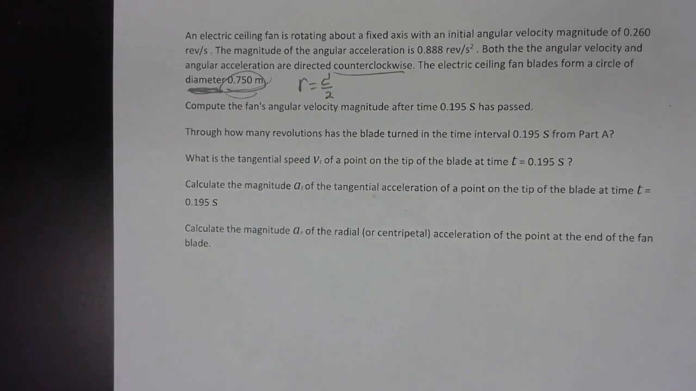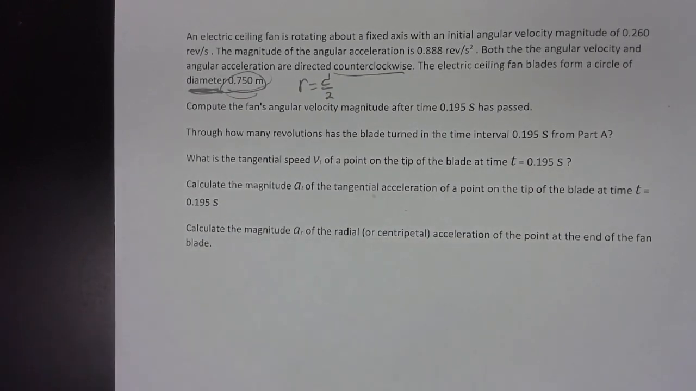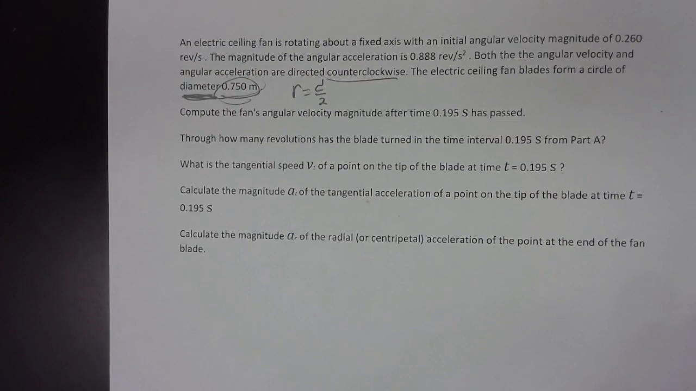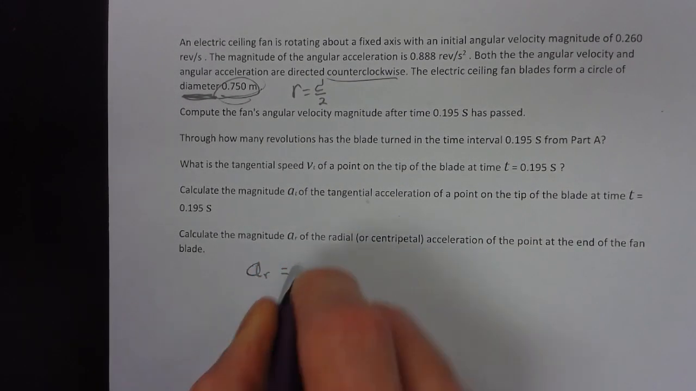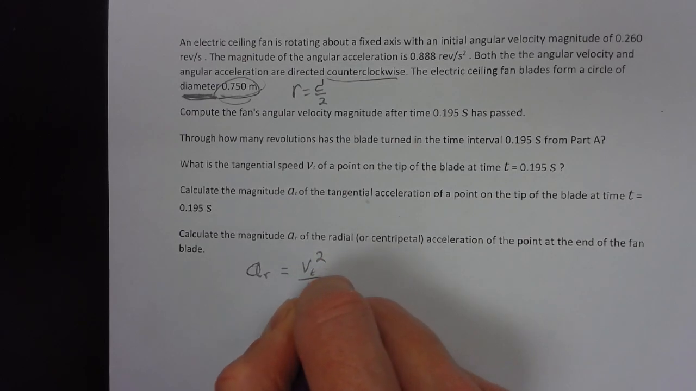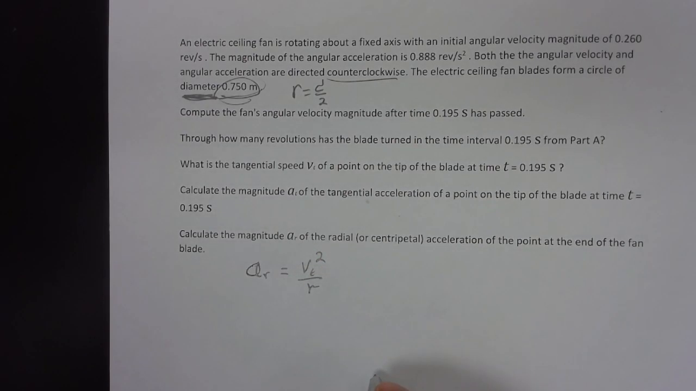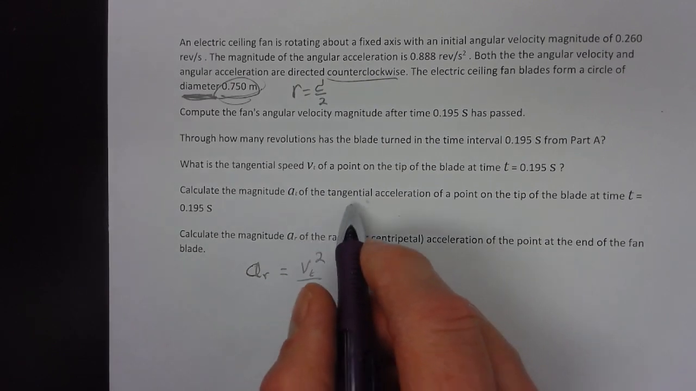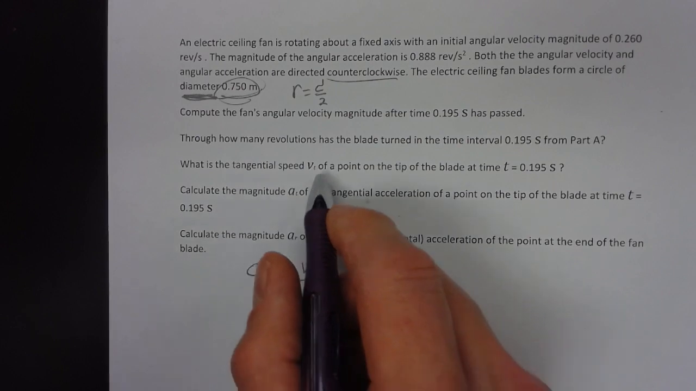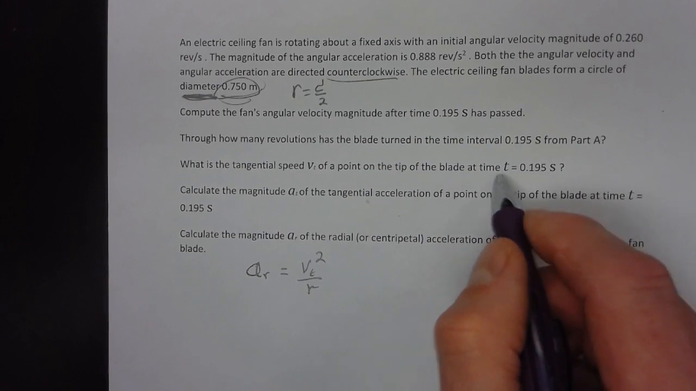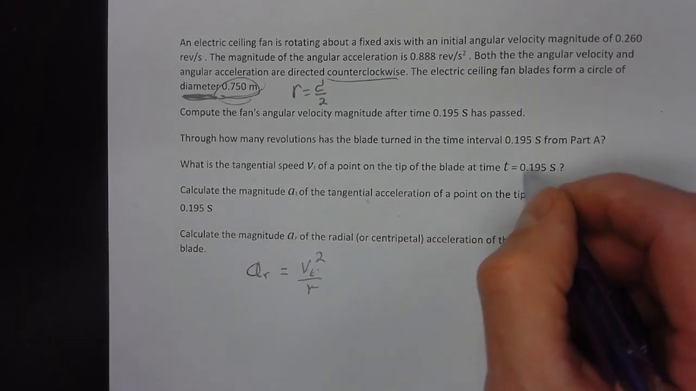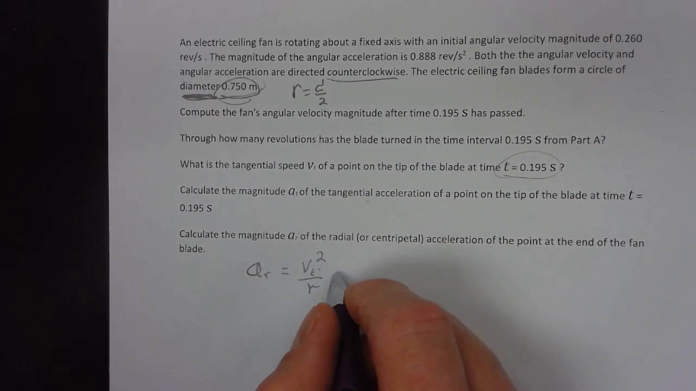Next. Find the centripetal or radial acceleration. Well, radial or centripetal acceleration is velocity tangential squared over r. So I just figured that out up here, right? What's the tangential velocity at that time? So I need that tangential velocity at that time. That's one way we could do it.